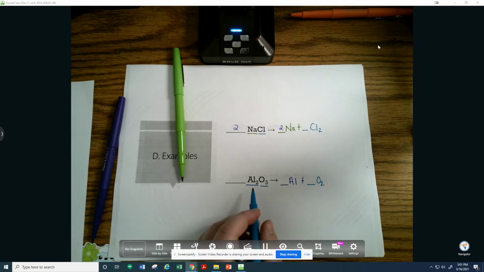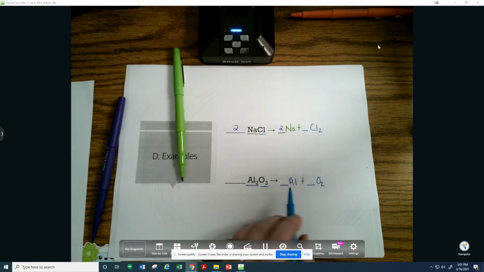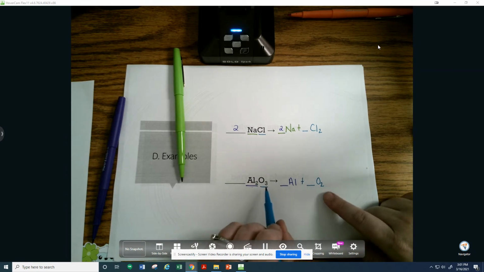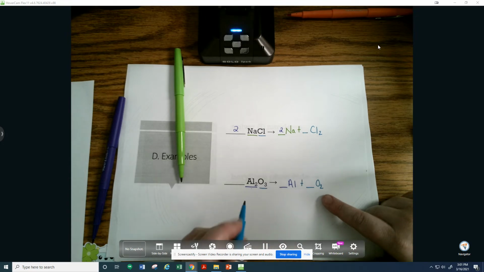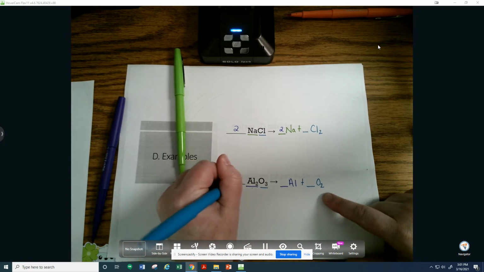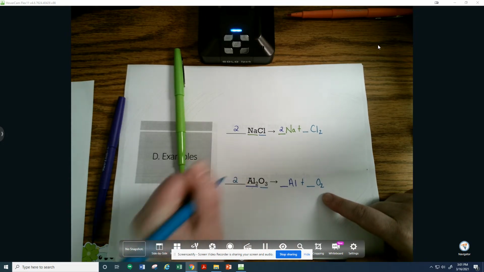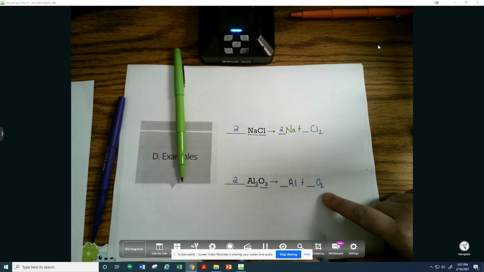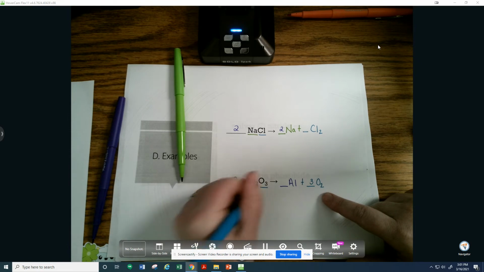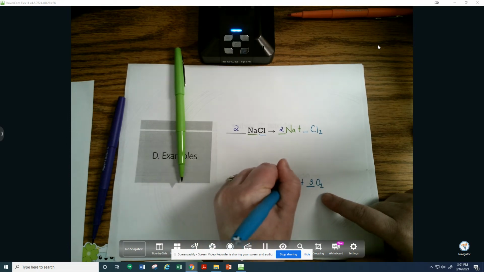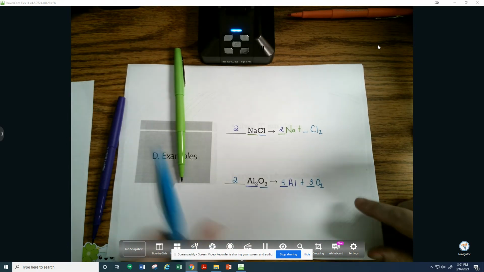When you go to balance, you can start by balancing your aluminum. When you do that, you'll place a 2 here. I'm not going to do that because what I can see ahead of time is my oxygen are in this 3-2 situation where I'm going to end up with an odd number. Get rid of that odd number by placing a coefficient of 2 in the front here. That makes this 6 oxygen. So on the product side, I need a 3. That changes this to 4 aluminum. Therefore, I need 4 on the product side, and I'm now balanced.